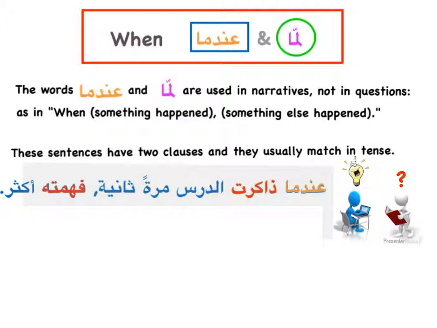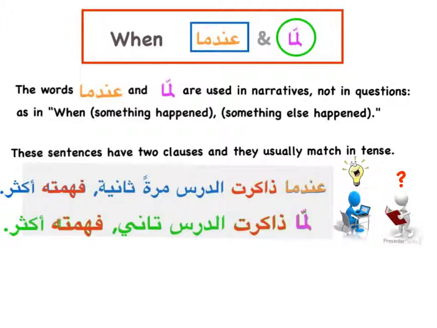These two sentences have two clauses and they usually match in tense. So when I say عندما ذاكرت الدرس مرة ثانية فهمته أكثر, ذاكرت فهمته, both in the past tense. في الماضي عندما, so two clauses, one tense. Another example, لما ذاكرت الدرس الثاني فهمته أكثر.